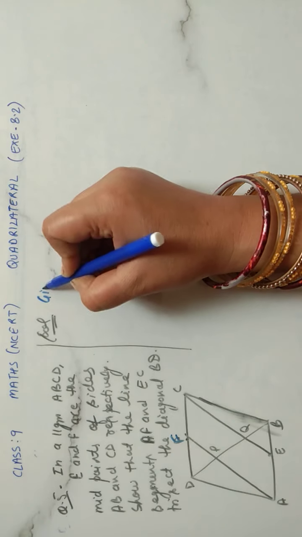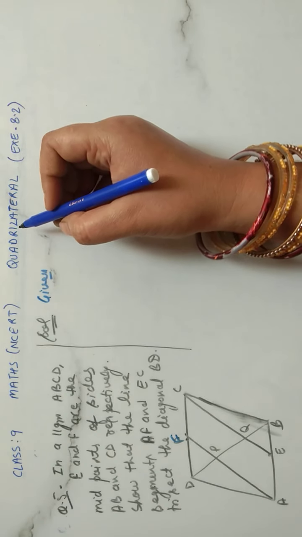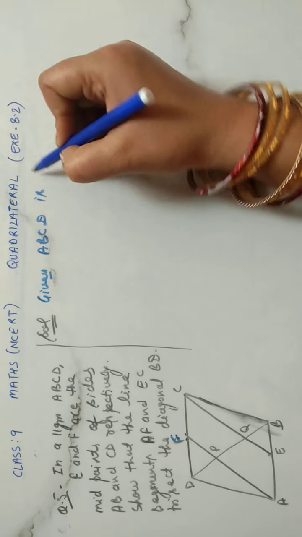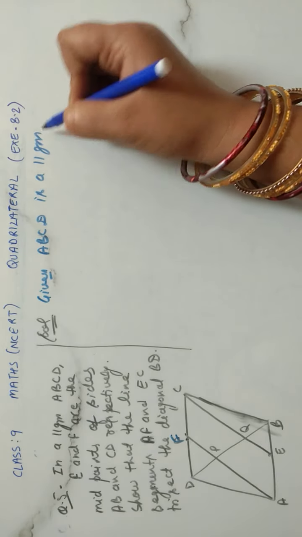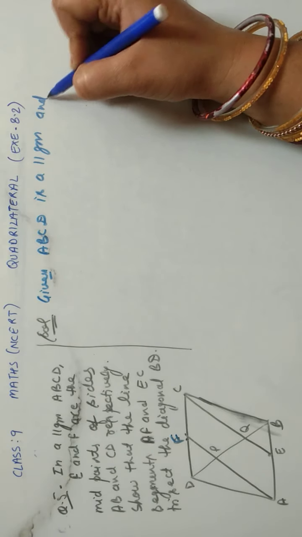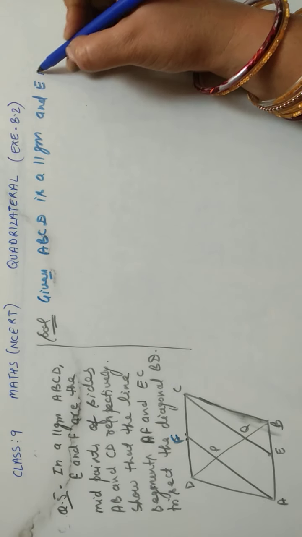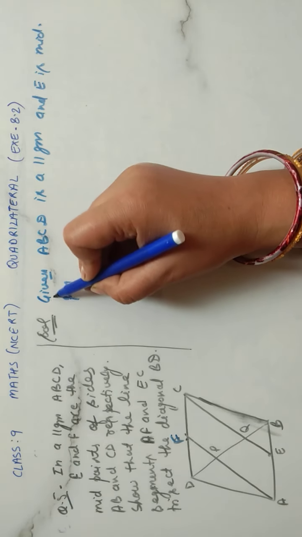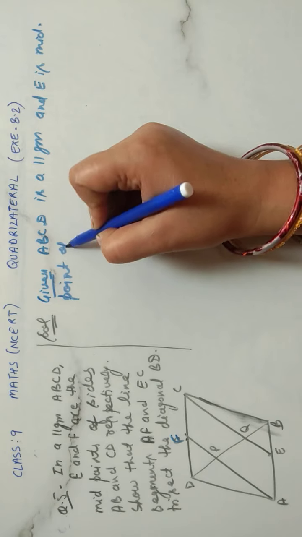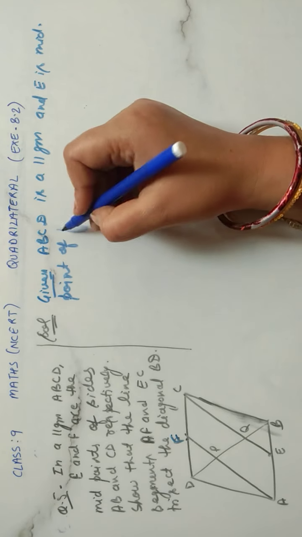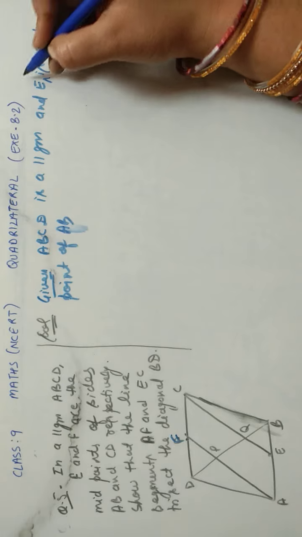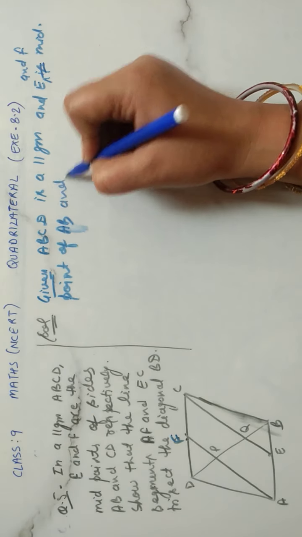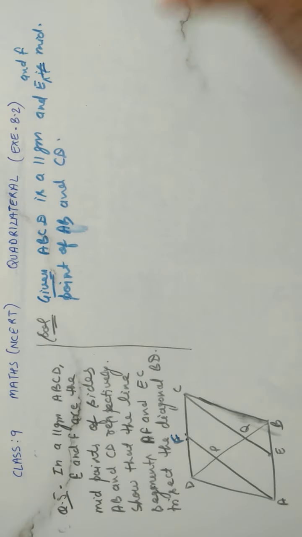So first of all, what is given to us? ABCD is a parallelogram, and E and F are the midpoints of AB and CD respectively. This is given to us.